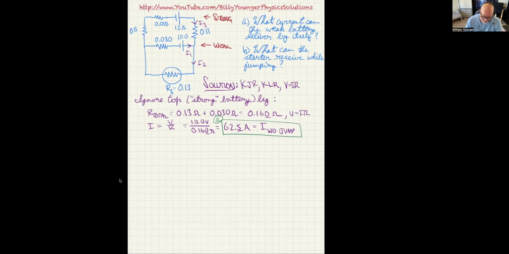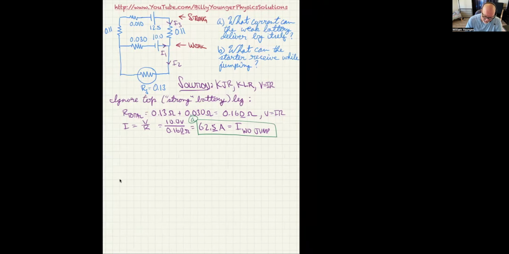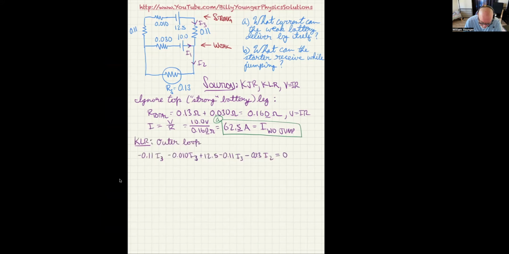Now we can do the whole circuit again using Kirchhoff's rules and V equals IR. So we first attack the outer loop, and for the outer loop, we're going to imagine that we start up here at this point and go down. Let me double check that first.